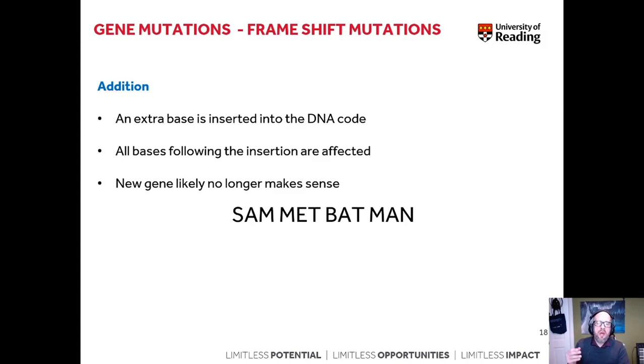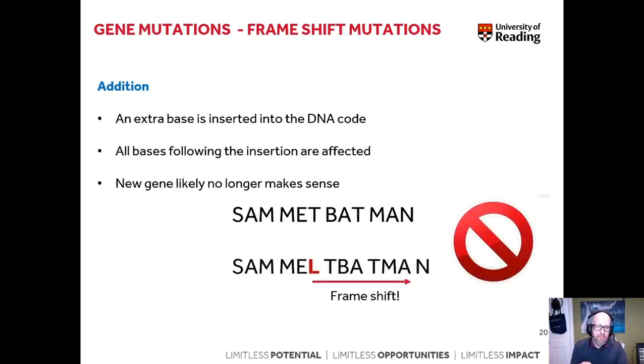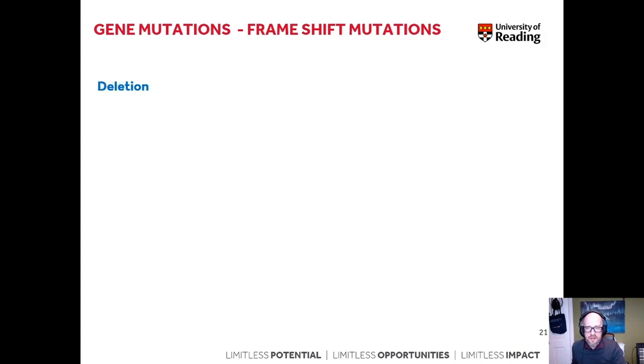Again, what I have shown you in a dedicated lecture was this example. Here we have an artificial triplet code, and this sentence makes perfect sense: Sam met Batman. However, if we now add one base, represented by the letter L, then the whole reading frame shifts and all of the following triplets no longer make sense.